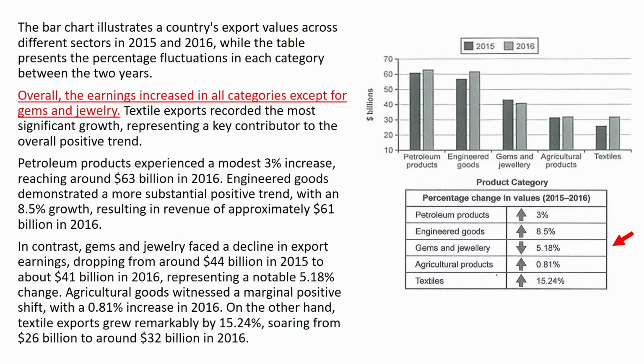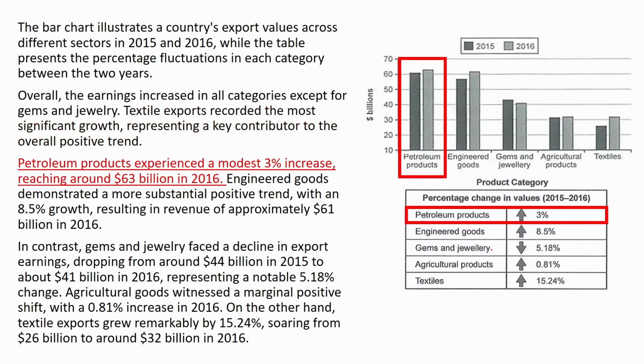Now it's time to write. So we just read the paraphrase. Let's read the overview. Overall, the earnings increased in all categories except for gems and jewelry. This is the first point I mentioned. Now the second one, textiles. Textile exports recorded the most significant growth, representing a key contributor to the overall positive trend. That's my overview, no numbers, no percentages. Now I will describe the changes one by one in order.